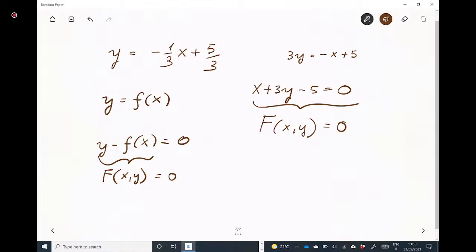Sometimes functions are defined explicitly in this way. This is the case of the straight line, of course, but more general functions. Y is equal to something that depends only on x. And this is called explicit form of a function. For instance, y is equal to the square root of x minus 16. Okay? Sometimes functions are expressed in this way. This is the example of the straight line. X plus 3y minus 5 equal to 0. More generally, you get F of xy equal to 0, an expression that depends on x and y equal to 0.